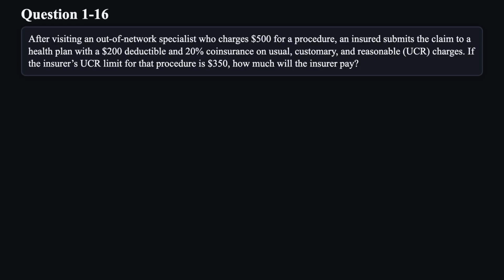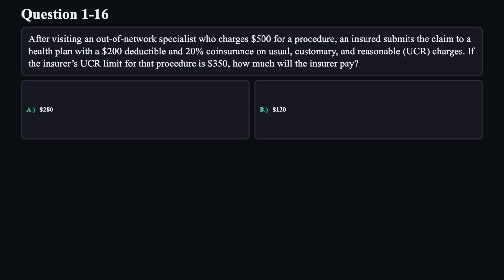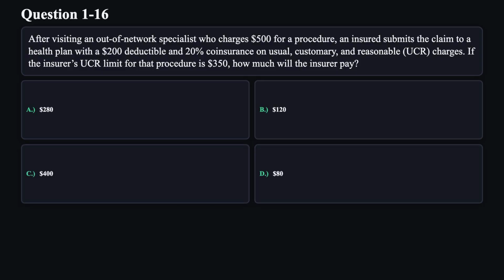Question 16. After visiting an out-of-network specialist who charges $500 for a procedure, an insured submits the claim to a health plan with a $200 deductible and 20% coinsurance on usual, customary, and reasonable (UCR) charges. If the insurer's UCR limit for that procedure is $350, how much will the insurer pay? A. $280. B. $120. C. $400. D. $80.